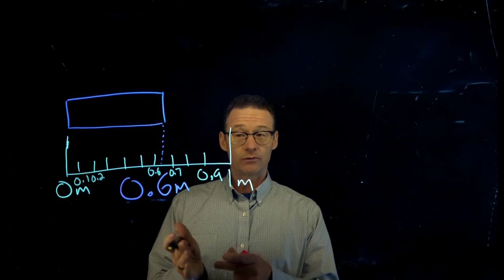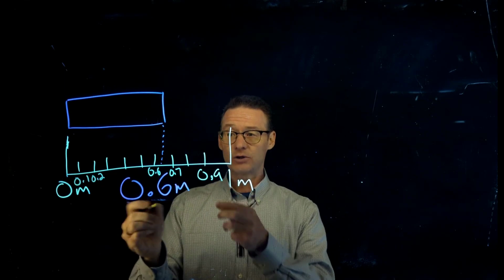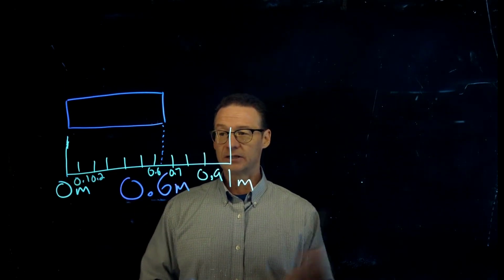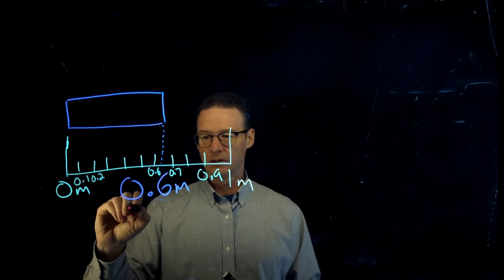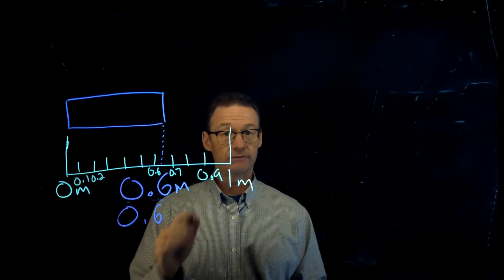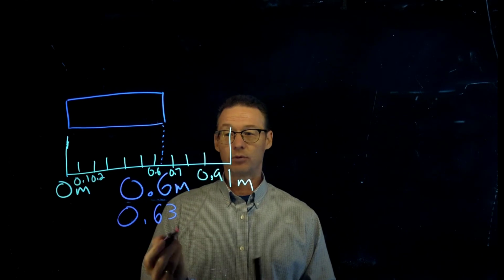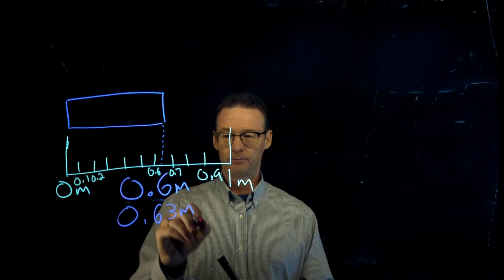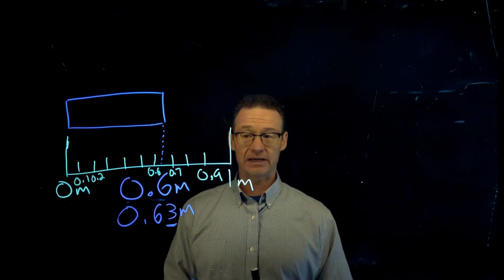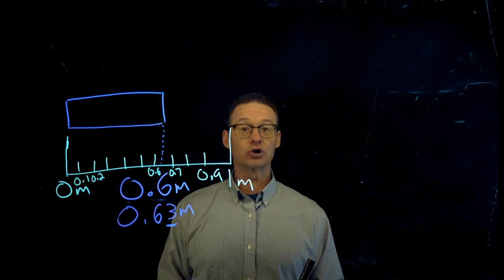Well, now that we have these additional markings, now we should all be able to agree that it's between 0.6 and 0.7. So now I have 0.6 for sure, and now I'm going to estimate in between one more place to the 0.63 meters. So now the hundredths place is my estimate. The 0 and the 6 are the things that we're sure of.